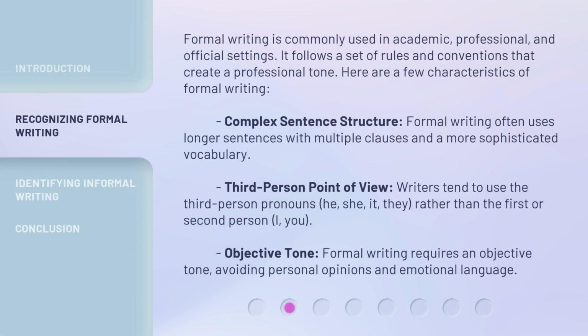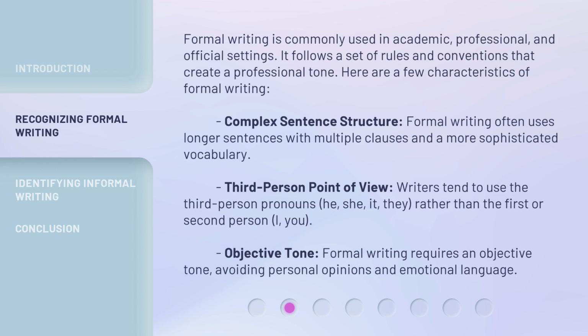Formal writing is commonly used in academic, professional, and official settings. It follows a set of rules and conventions that create a professional tone. Here are a few characteristics of formal writing. Complex sentence structure. Formal writing often uses longer sentences with multiple clauses and a more sophisticated vocabulary.